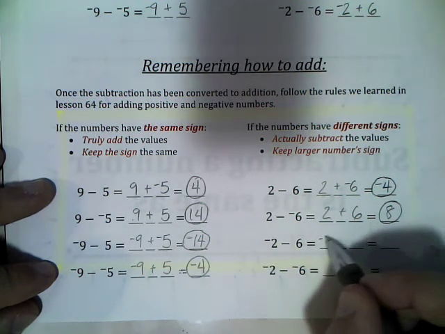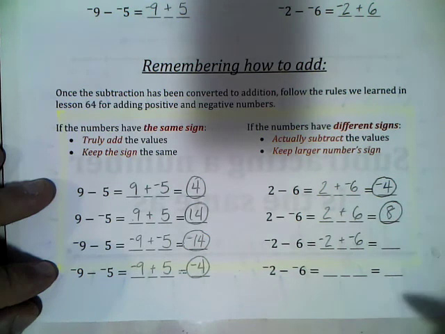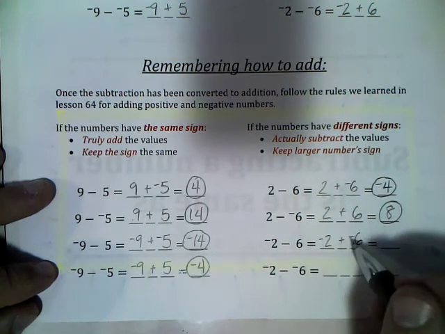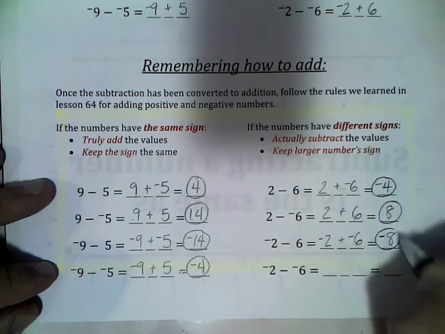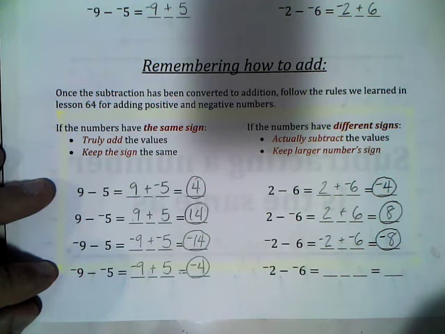Down here, I have a negative 2 plus a negative 6. So they are both going in the same direction. They have the same sign. So we're going to add them up to get 8. But since they're both headed to the left, it'll be a total of 8 to the left, negative 8.